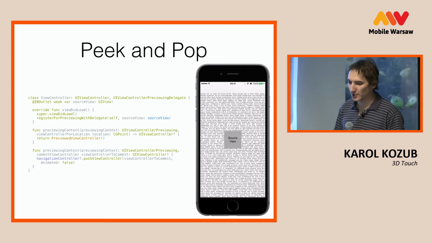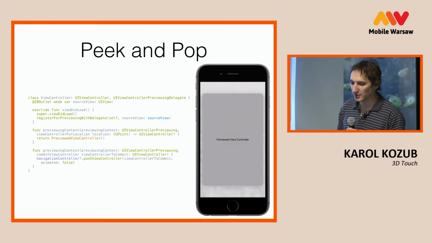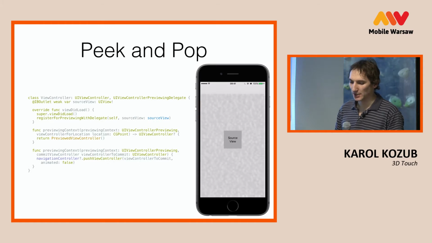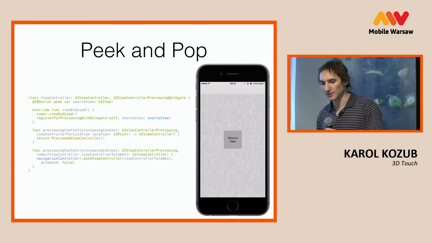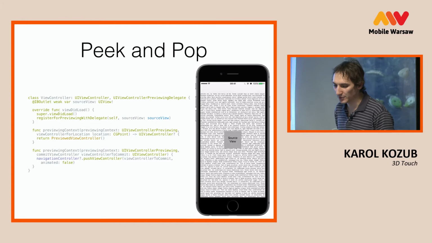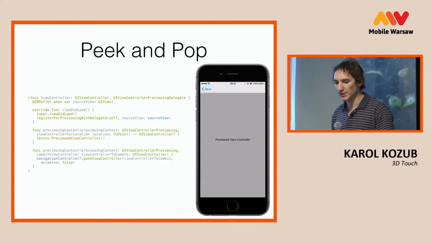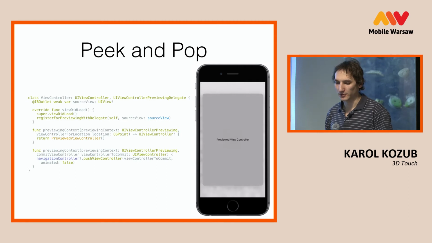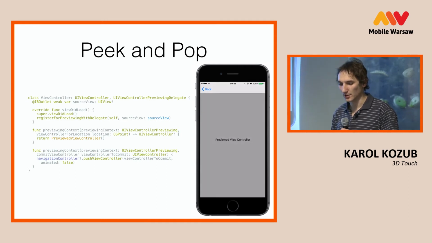So we have the source view, and we have some text in the background so that you can see the blurring. And when we first press the source view very slightly, there is only some blurring so that we know that this view has a preview. Then if we press harder, the preview gets displayed. And if we press even harder, the preview pops, or is pushed onto the navigation stack, and we have to use the back button to go back to the original view.